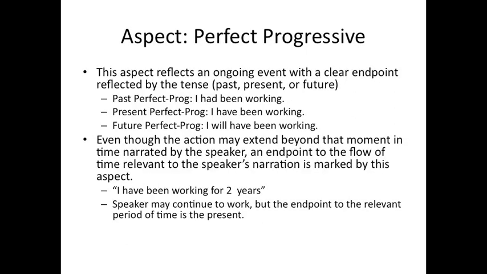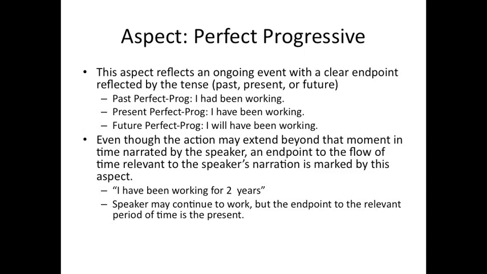All right, now let's talk about the perfect progressive aspect. Now this is where things might get a little bit funky, so don't worry if you don't get it at first, but you will. So this aspect reflects an ongoing event with a clear endpoint. As you might see, it's an amalgam of the perfect and the progressive aspect, which is why it has its name, the perfect progressive aspect. So the perfect aspect, if you recall, has a clear endpoint, and the progressive aspect reflects this ongoing event. So this aspect has both.